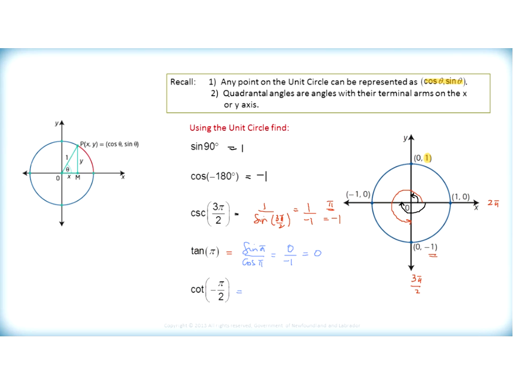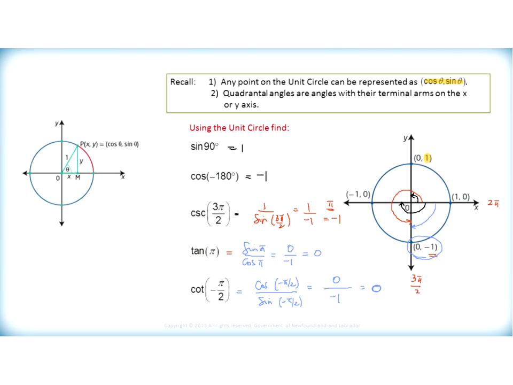The cotangent of negative pi over 2. Cotangent is the reciprocal of tan. So therefore, we have the cosine of negative pi over 2 divided by the sine of negative pi over 2. Negative pi over 2 is right here. Here's the point associated with that. Cosine is 0. Sine is negative 1. 0 divided by negative 1, of course, is 0. The cotangent of negative pi over 2 is cosine over sine, which is 0 over negative 1, which of course is 0.